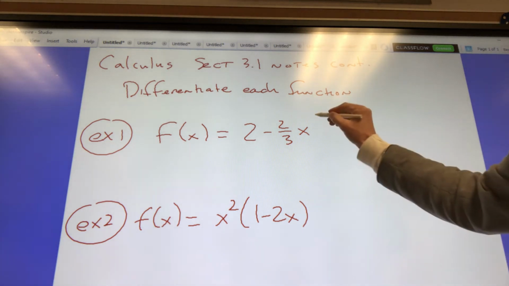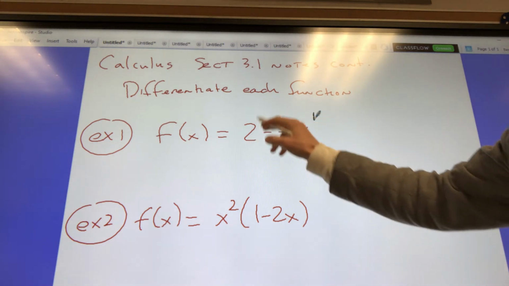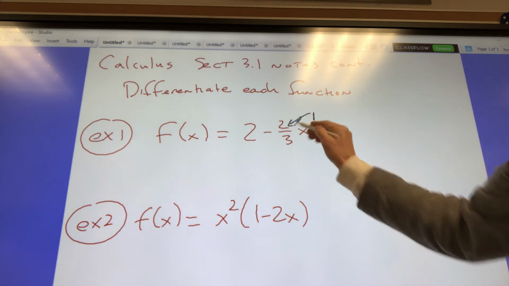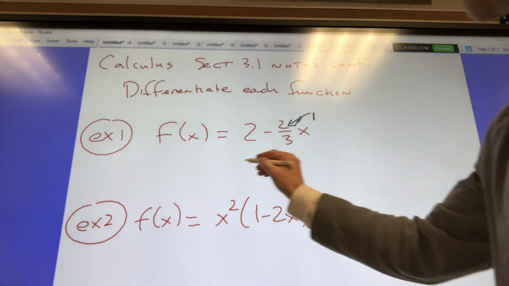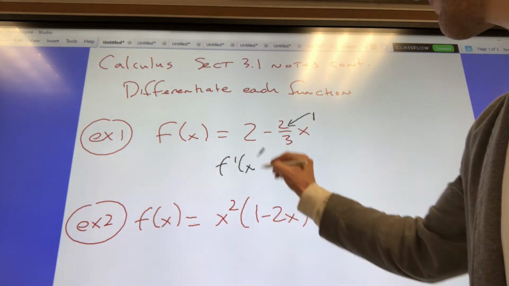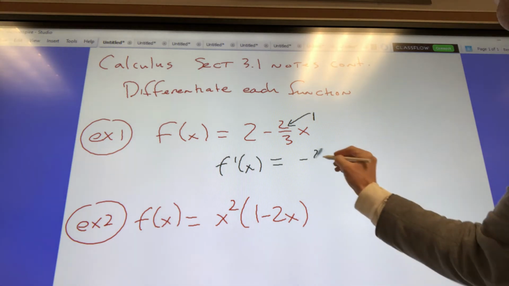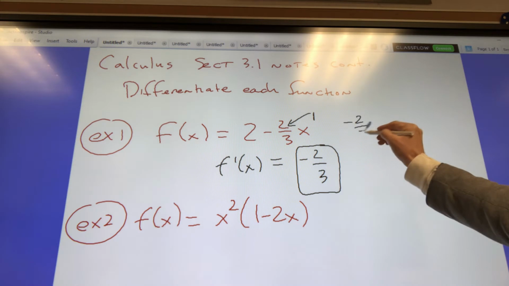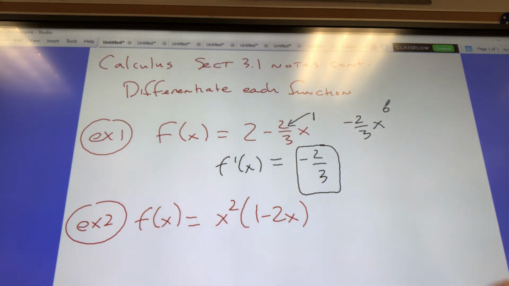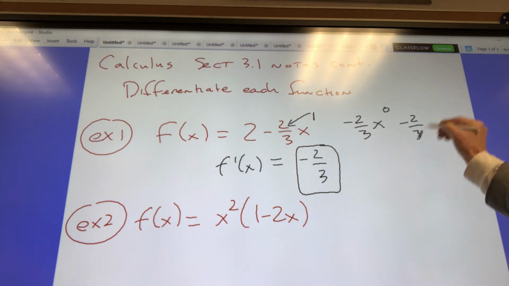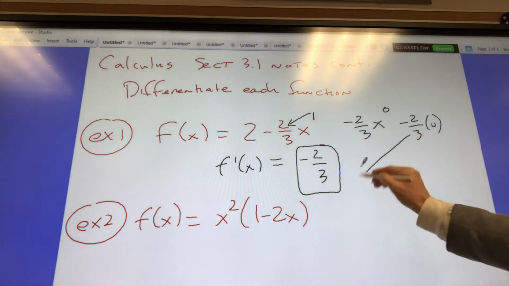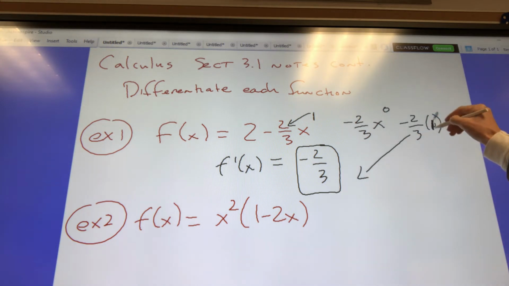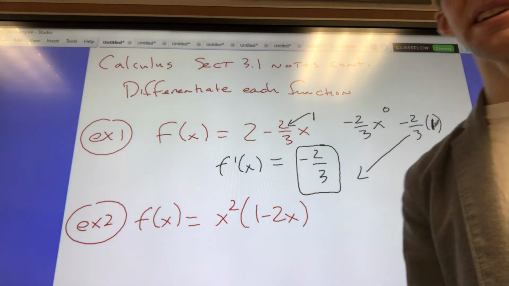Differentiate. First off, this is x to the first. The derivative of any constant is 0. Bring down that 1 times a negative 2/3. Again, this is f prime of x, which is going to be negative 2/3, because you'd be left with negative 2/3 x to the 1 power less, and x to the 0 power is just 1. Not 0, it's 1. That's why I get a negative 2/3.